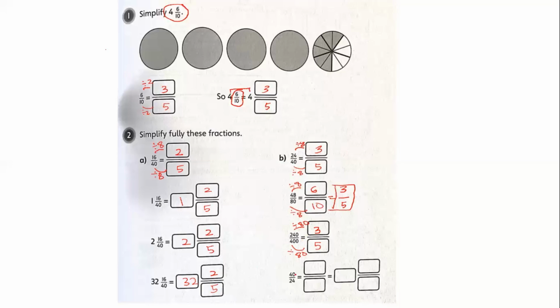The next one, we have 40 over 24. The same one, we can divide the numbers by 8. So 40 divided by 8 is 5, and then 24 divided by 8 is 3. 5 over 3 becomes 1, and then we have remainder 2, so 2 over 3.